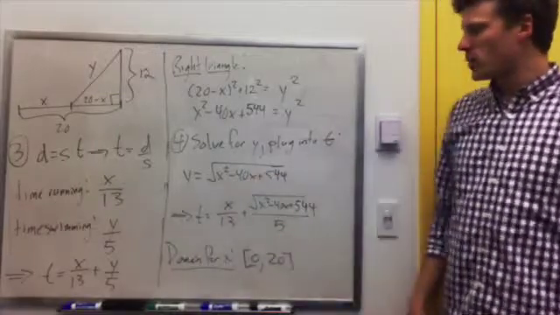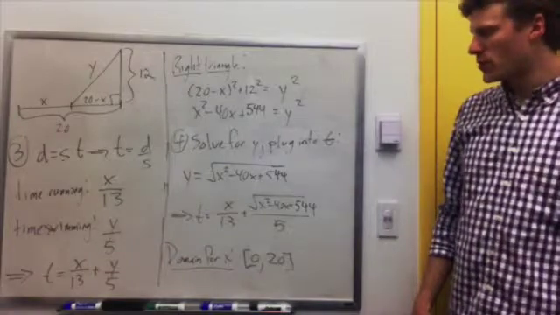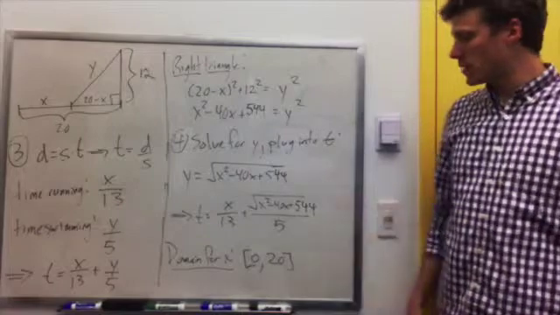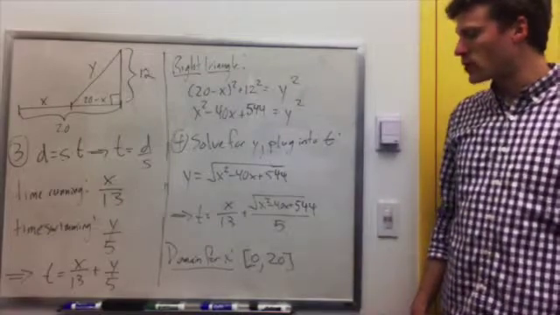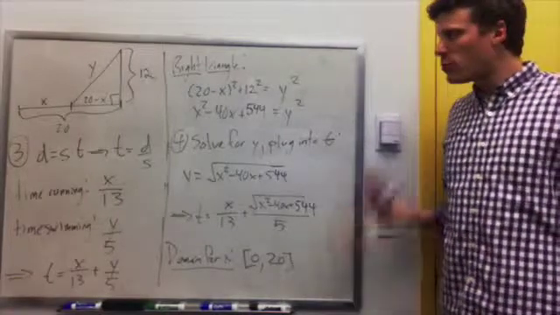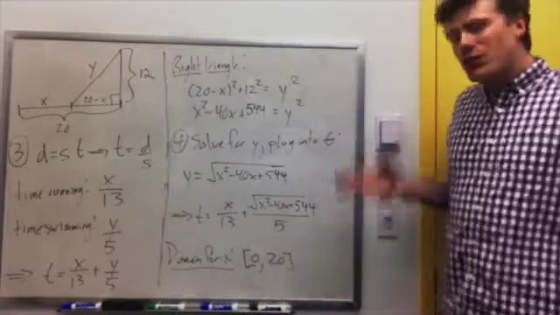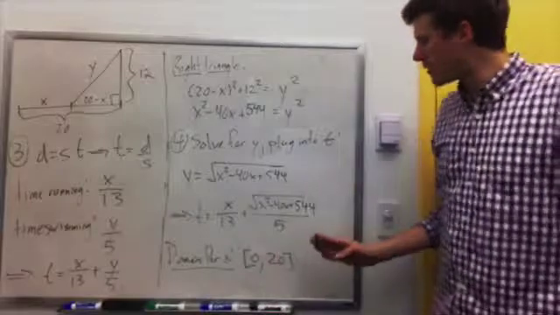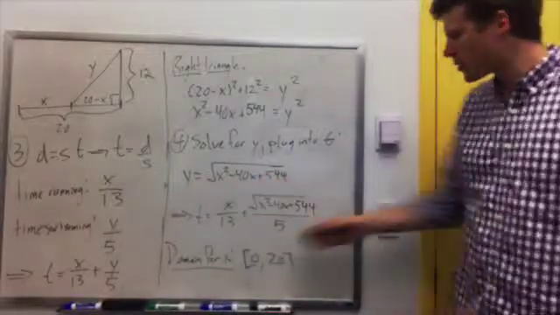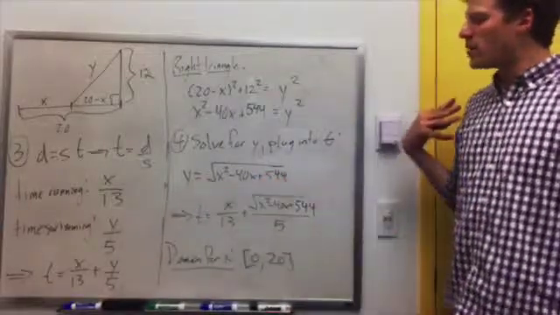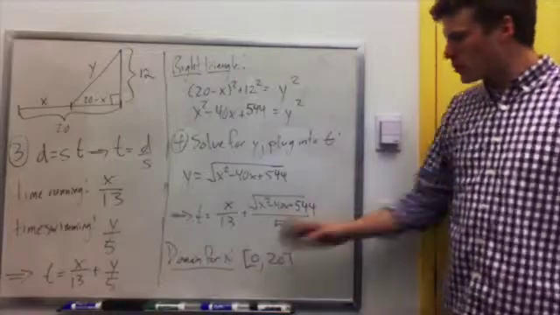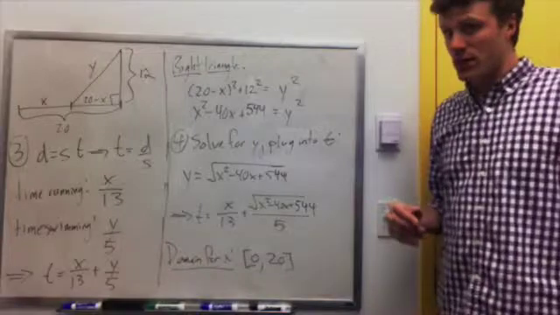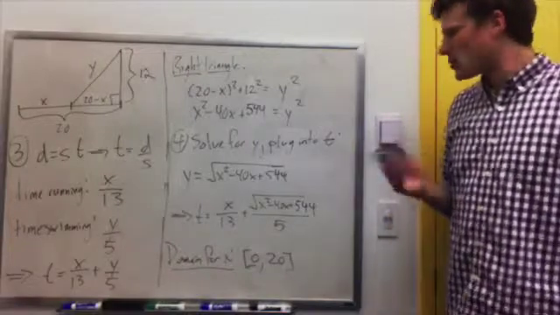So y is the square root of x squared minus 40x plus 544. And so t is equal to x divided by 13 plus the square root of x squared minus 40x plus 544 divided by 5. Finally, what is the domain for x? Well, this is really coming from the problem. Nothing about this equation really says that x can't be really far negative or really far positive. I suppose if x were really big negative, this might actually end up being a negative time, which doesn't make any sense. I don't know if that happens.